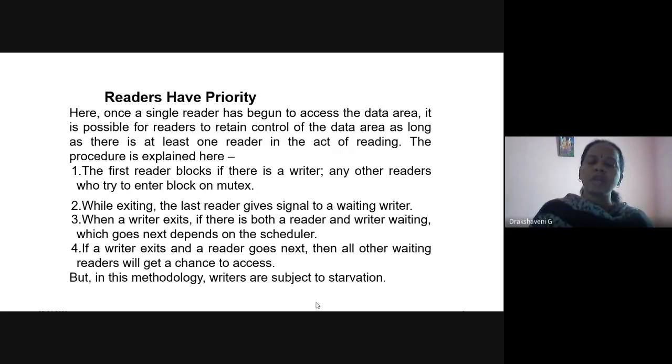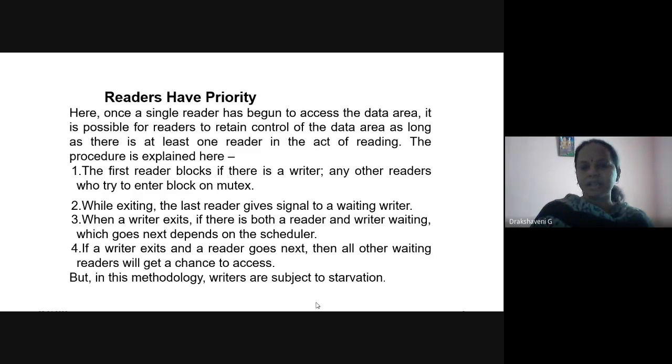So what we can do is fix priorities. Readers have a priority. Here, once a single reader has begun to access the data area, it is possible for the reader to retain control of the data area as long as there is at least one reader in the act of reading. So what does it mean that readers have a priority? When 10 people are reading, yes, no problem, because they are only reading, we are not changing anything.